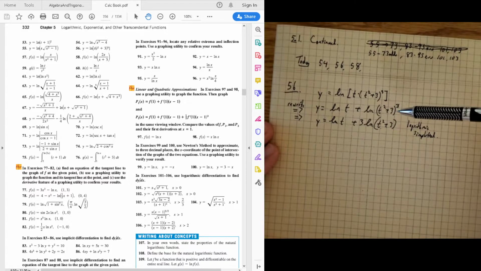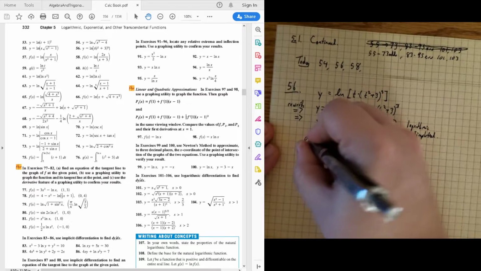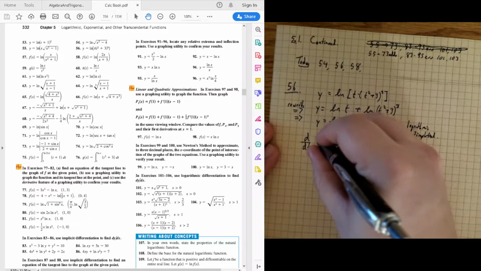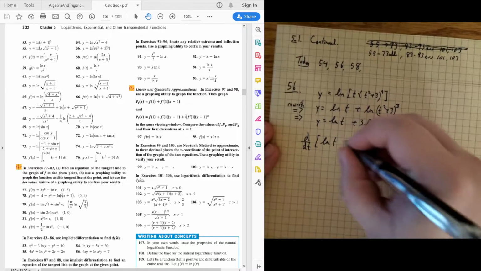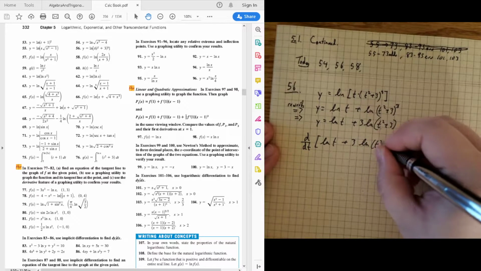Up here, I'd still have a chain. Up here, I'd still have a product and a chain. And so each time I reduce how many steps I'm going to do, and therefore make the problem easier. Now let's actually take the derivative. So I do d dt, because we're doing the derivative with respect to t now, of the natural log of t plus 3, the natural log of t squared plus 3.